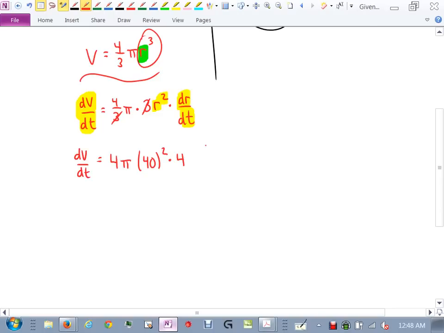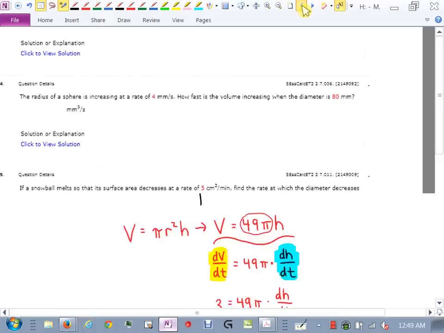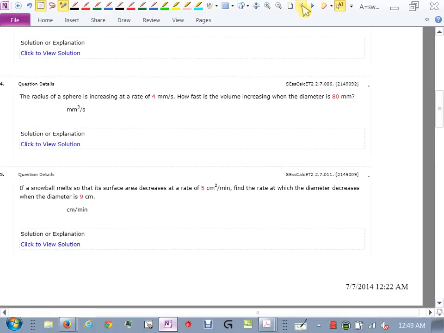And let's talk about the units. Volume is going to be our unit cubed, and it was meters, millimeters, what is it? Millimeters.